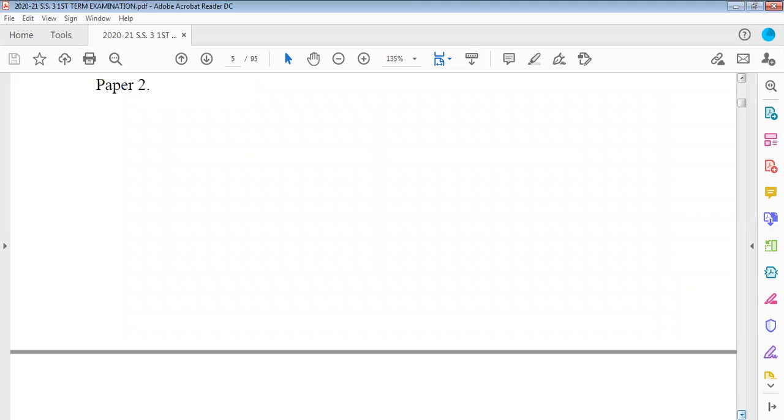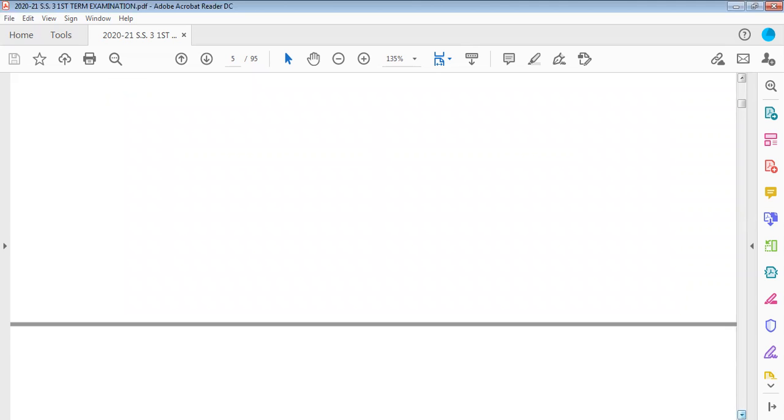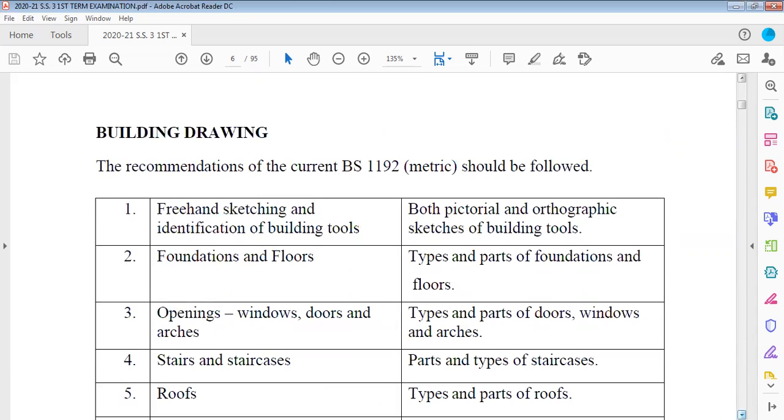But for paper 3, let's look at paper 3 now. So paper 3, as I've said, consists of freehand sketching and building drawing and mechanical drawing. So now let's look at what we have for building drawing, which is on paper 3. So number 1 is freehand sketching and identification of building tools. These are both pictorial and orthographic sketches of building tools.